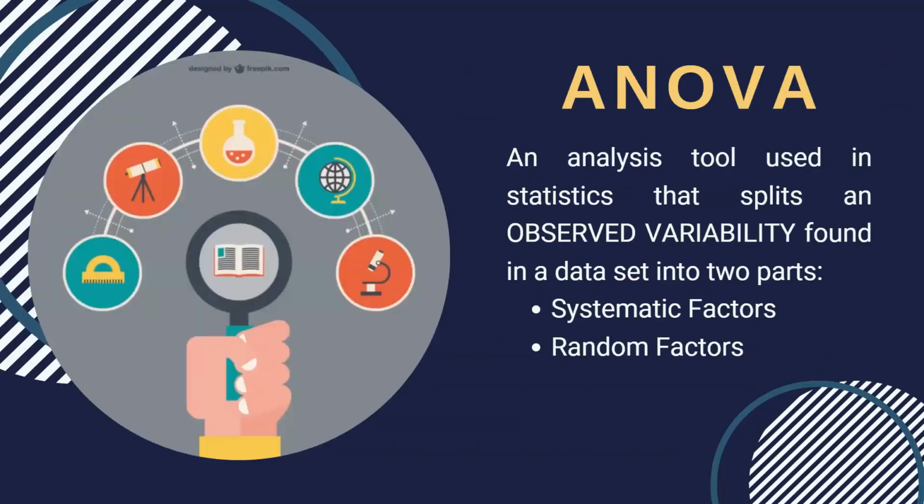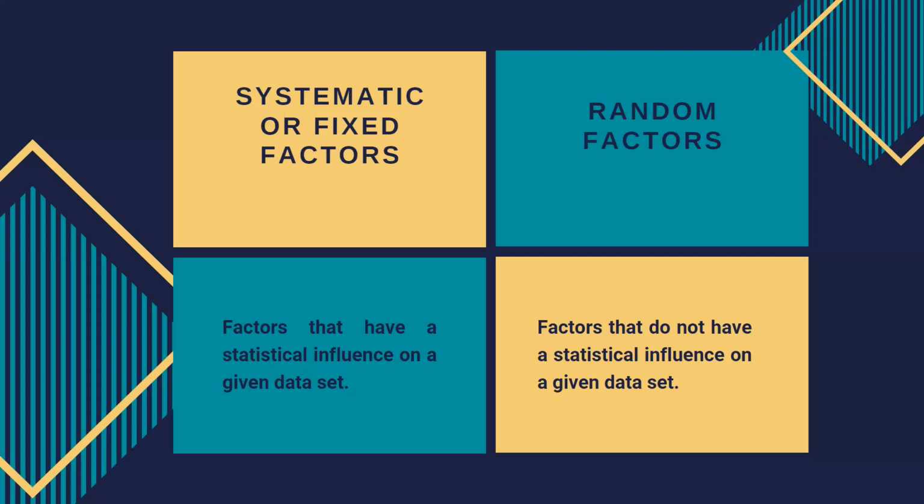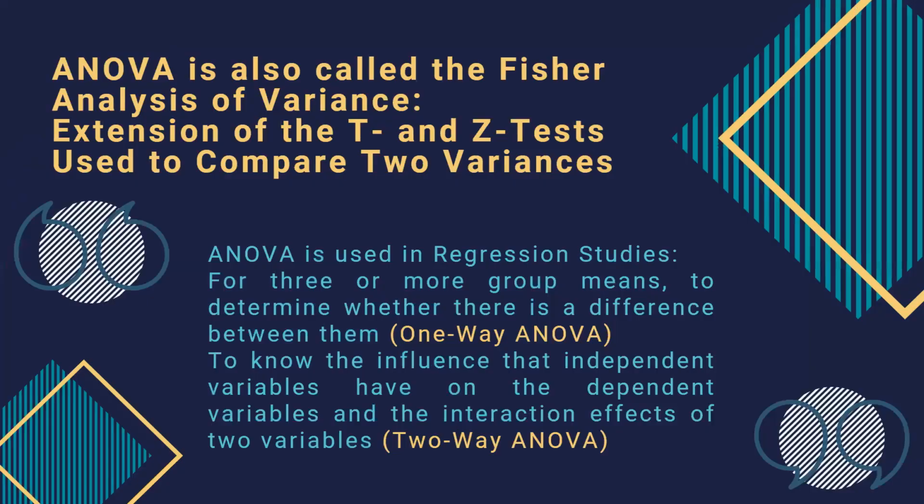ANOVA is an analysis tool used in statistics that splits and observes variability found in a data set into two parts. One is the systematic factors and two is the random factors. Systematic or fixed factors are the ones that have a statistical influence on a given data set, and random factors do not have a statistical influence on a given data set.